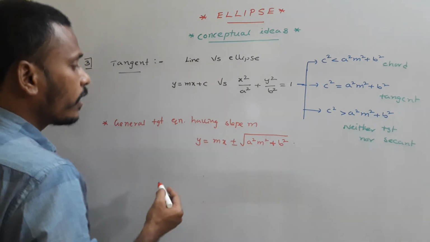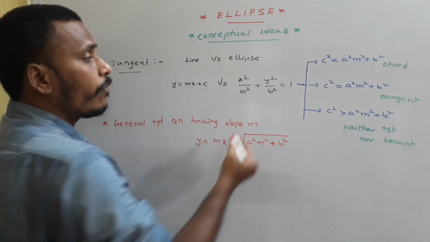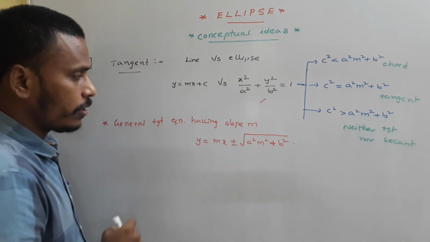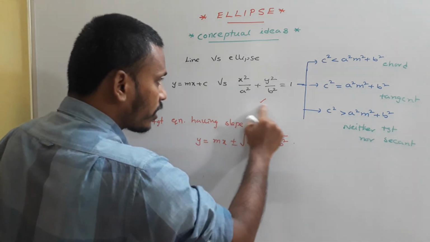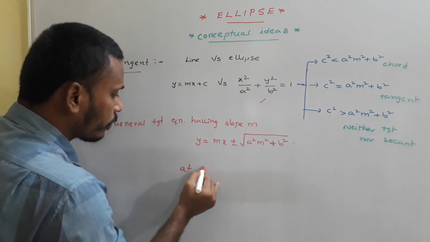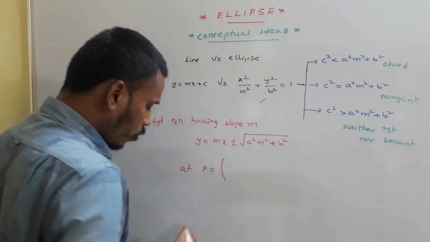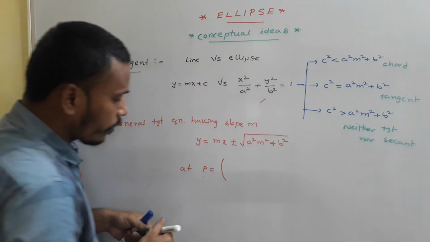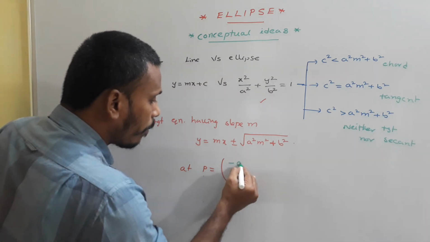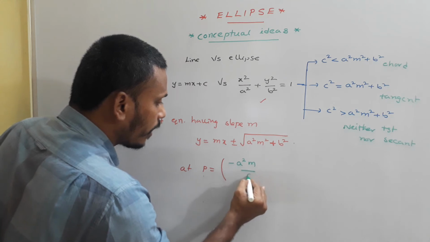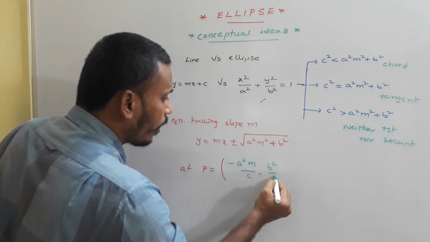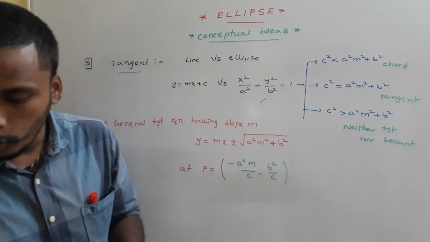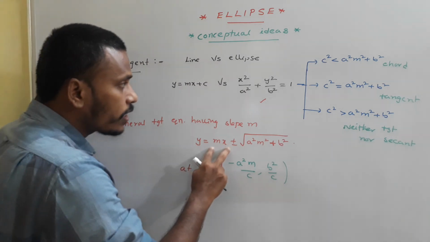Okay, and this is a tangent for this ellipse, and what to say about the point of tangency? That means this line touches this ellipse at a point. So what are the coordinates of that point? Okay, so we need to memorize those coordinates also. The coordinates are nothing but minus a square m by c comma b square by c. This is the point of tangency, or you may call it the point of contact, the intersection of this line with the ellipse.